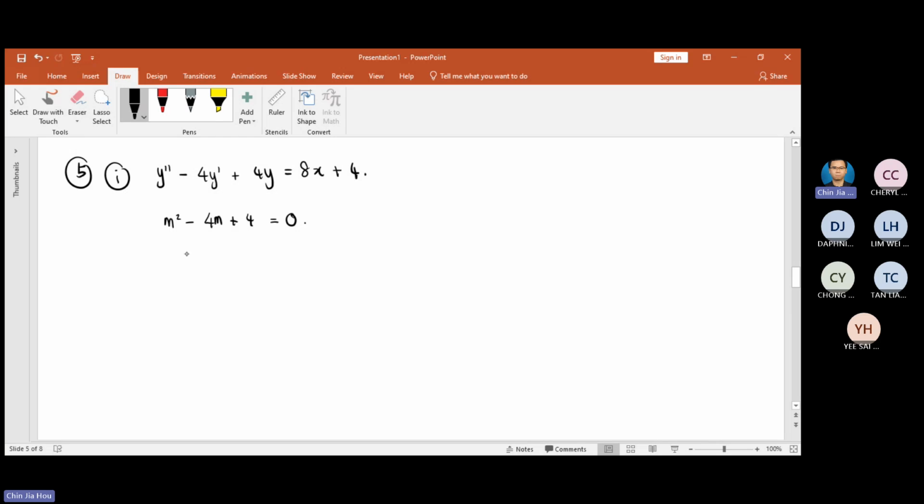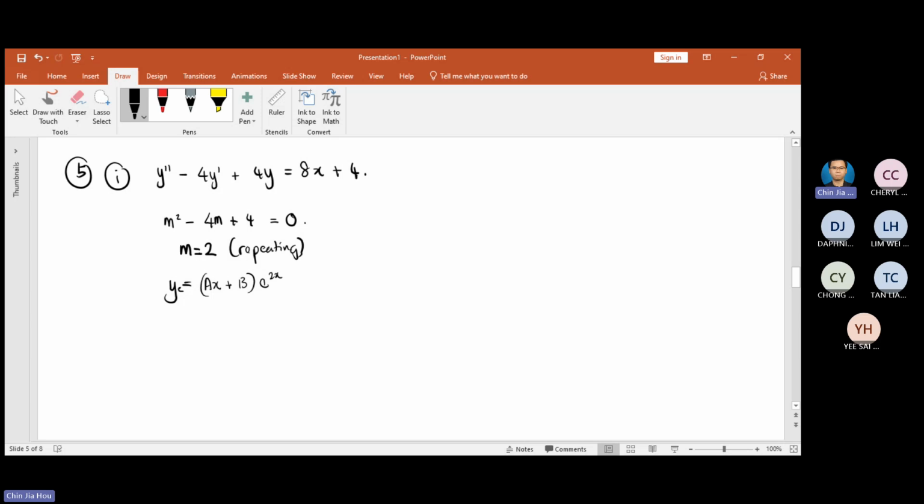Now, m squared minus 4m plus 4, answer. We get m equals 2, repeating. Again, you don't have to write the repeating, just make sure you write the correct so-called solution. So y_c, just to differentiate a little bit from the trial function that you want to get later on. So y_c is equal to (ax plus b) e^2x. Now we have our y_c.